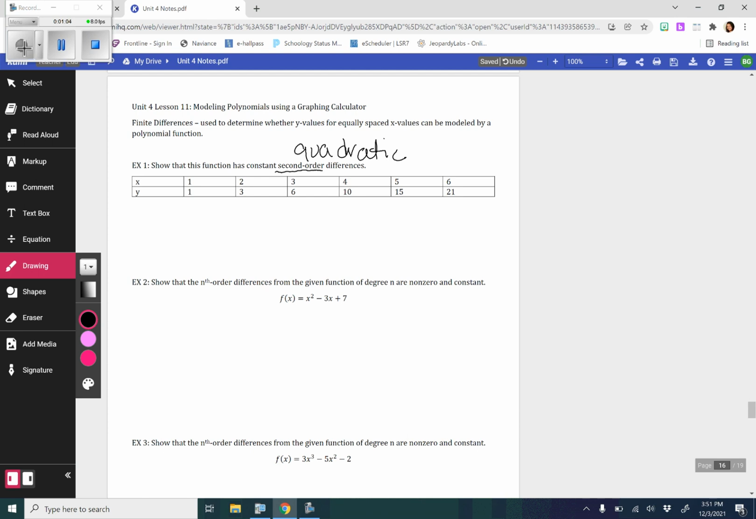So we're going to subtract our y values. Basically when we do this, we're not going to do 1 minus 3, but instead 3 minus 1. So that gives us 2. Then I'm going to do 6 minus 3, so that gives us 3. Then 10 minus 6 is 4. And then 15 minus 10 is 5. And then 21 minus 15 is 6. So notice here, right, the values are not constant, okay?